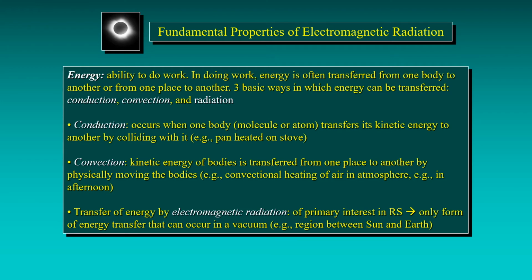And then another transfer of energy method is via electromagnetic radiation. And this really is of primary interest in remote sensing, since it is really the only form of energy transfer that can occur in a vacuum. So that is what exists, of course, between the sun and the Earth, as well as outer space in general. So we need to get that radiation from the sun to the Earth in order for that radiation to illuminate the Earth's atmosphere and ultimately the Earth's surface, which is going to provide energy that we can sense with our remote sensing device.